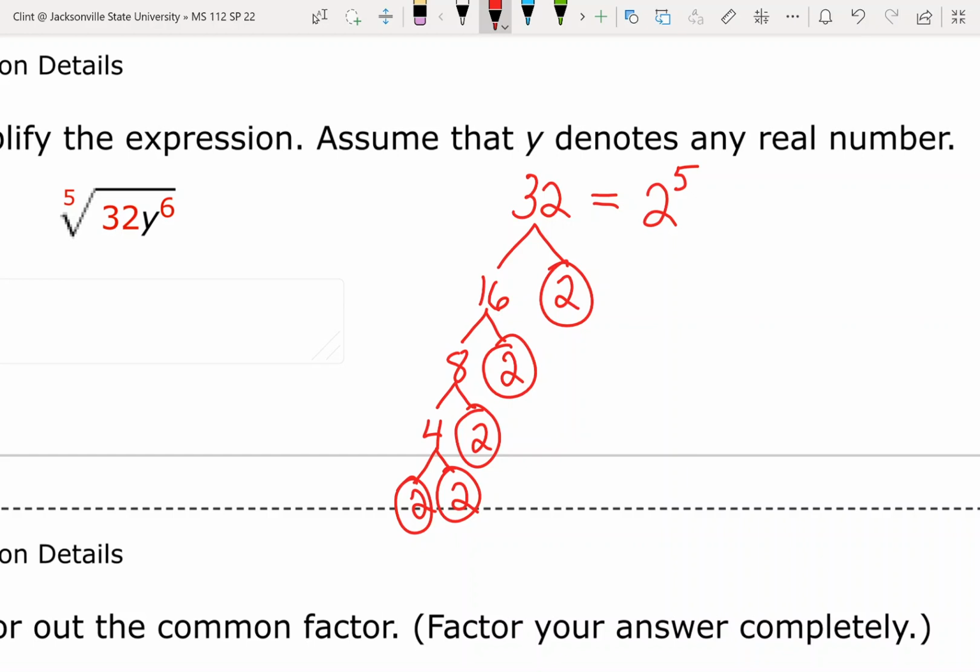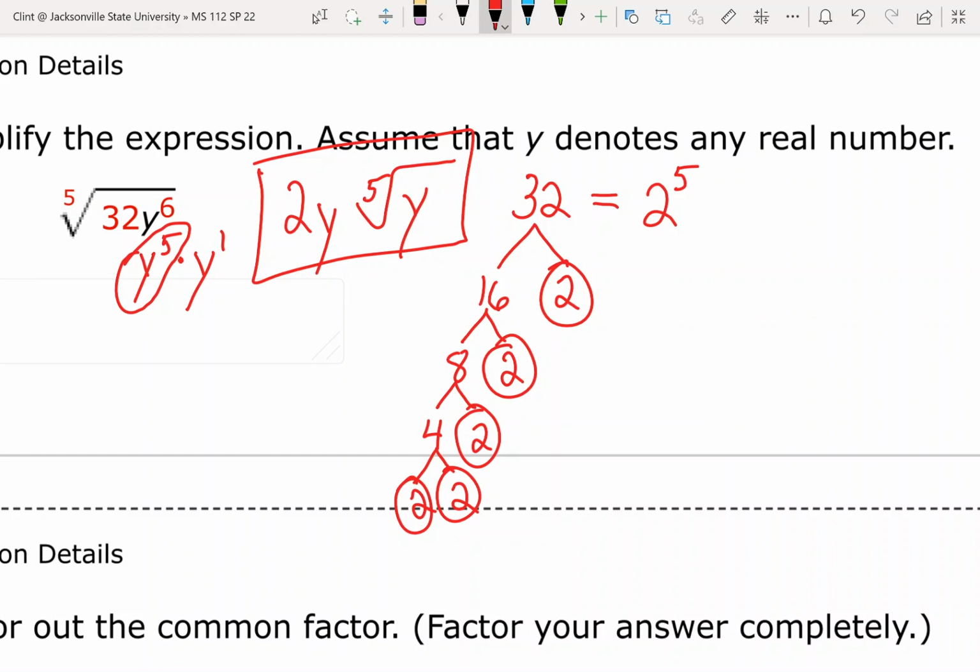So we can bring out a 2. We've got 5 2s, or 2 to the 5th, if you want to think about it that way. And then the other thing to think about is this y to the 6th. We could break down as y to the 5th times y to the 1st power. So that would give us 5 y's. So we could bring a y out front. So we'll have the 5th root out front. Let me move that over a little bit. The 5th root. Underneath, the only thing we have left is y. We had 5 2s, so we can bring a 2 out front. We had 5 y's, so we can bring a y out front. So we end up with 2y, 5th root of y.